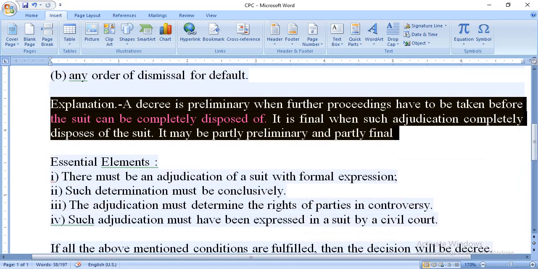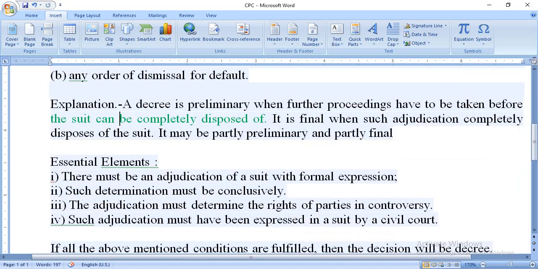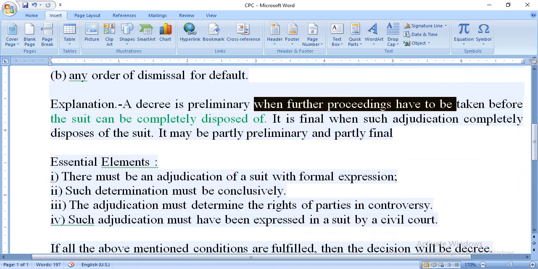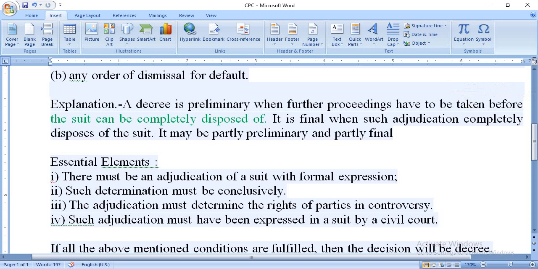Here in the explanation it says a decree is preliminary when further proceedings have to be taken before the suit can be completely disposed of. So if a court passes any decree and proceedings have to be taken after passing the decree to completely dispose of the suit, at that time it will be a preliminary decree.